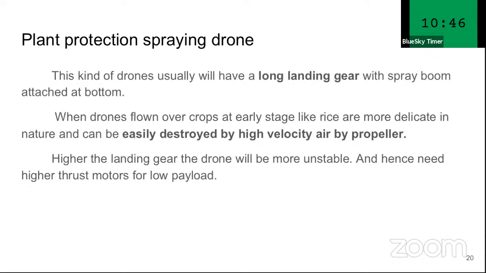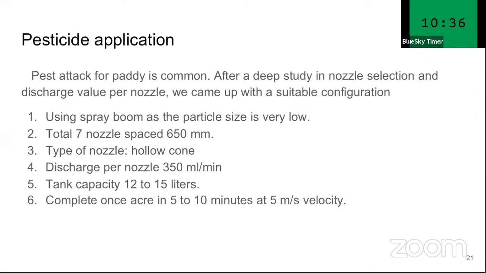So in order to control this, we will require higher thrust motors, even for lower payloads. So we talked about a thrust to weight ratio of about 2, and that's mainly the reason, to control this.